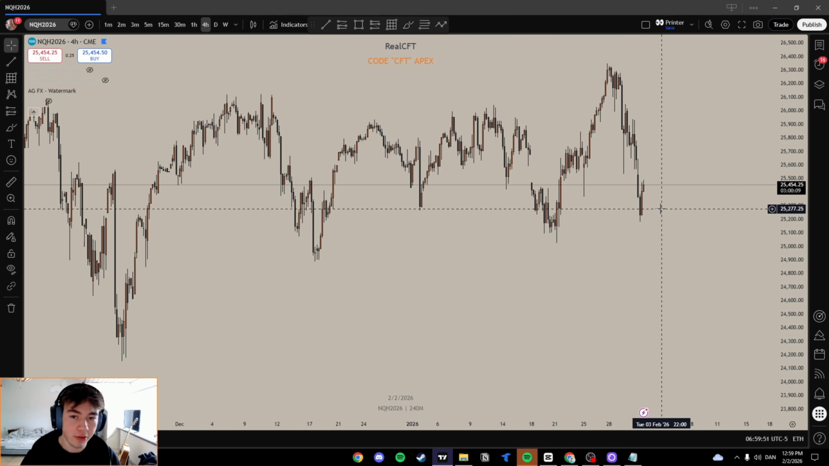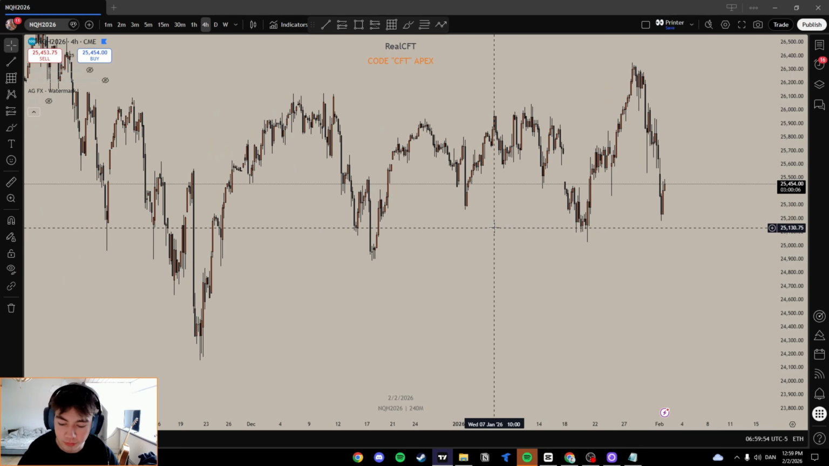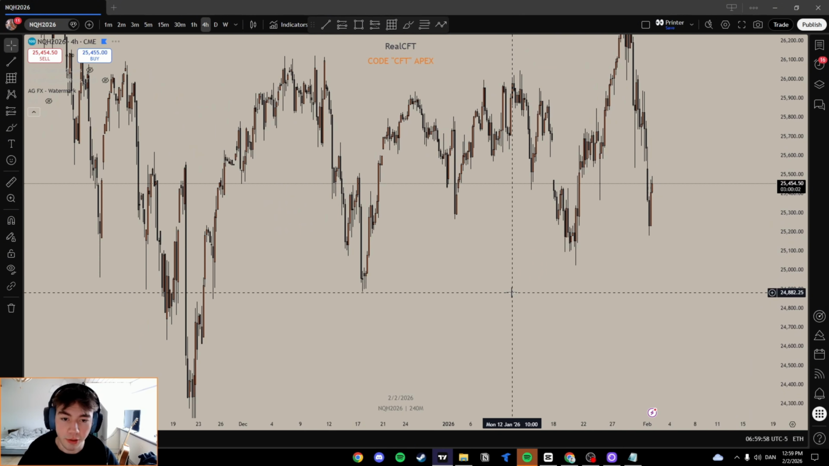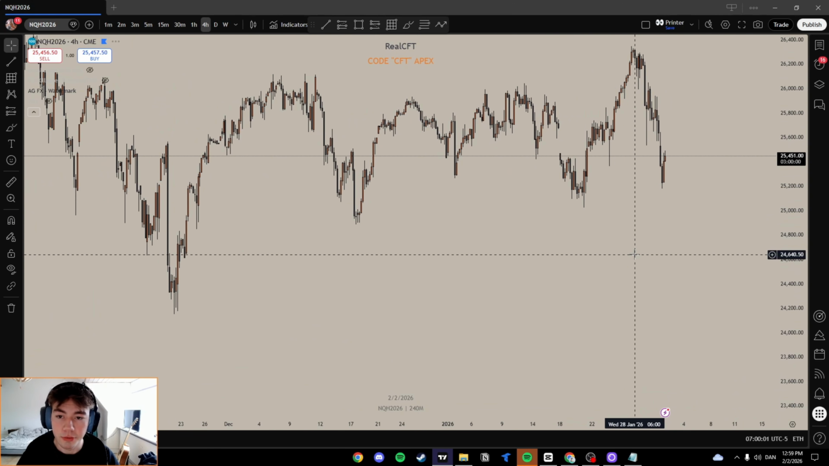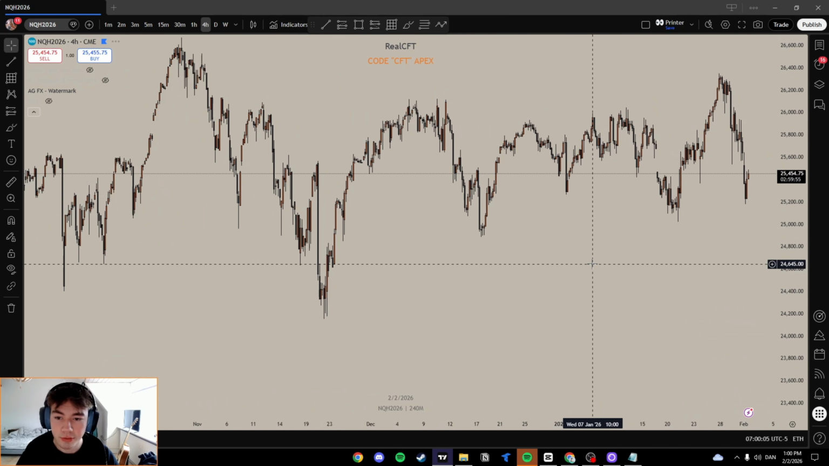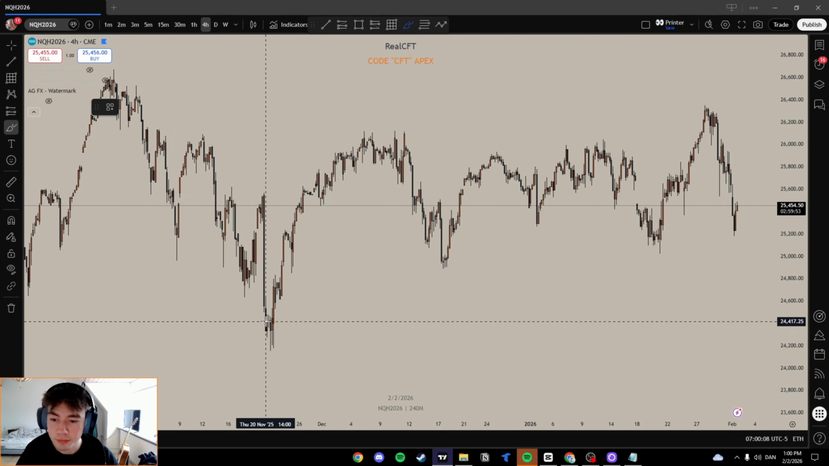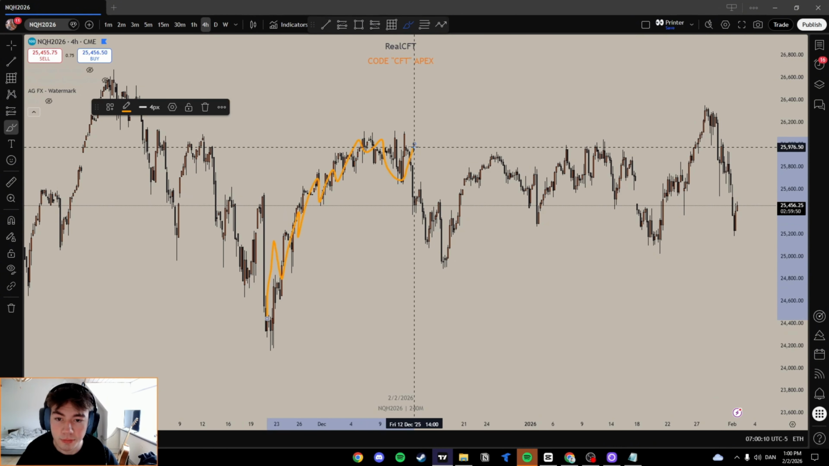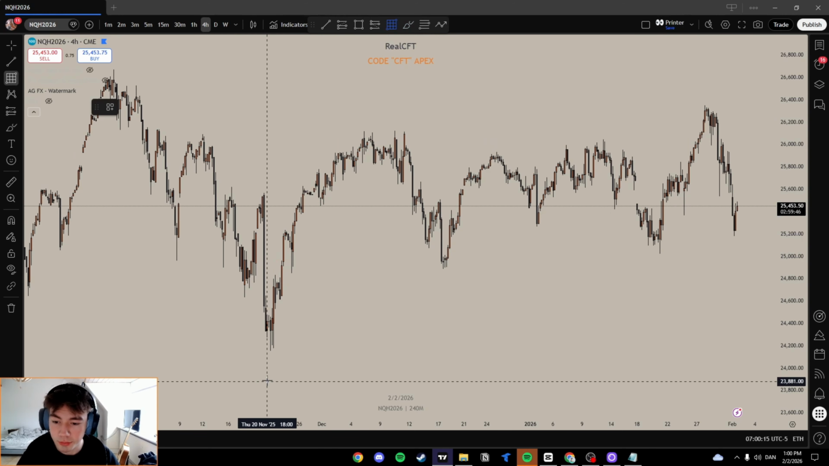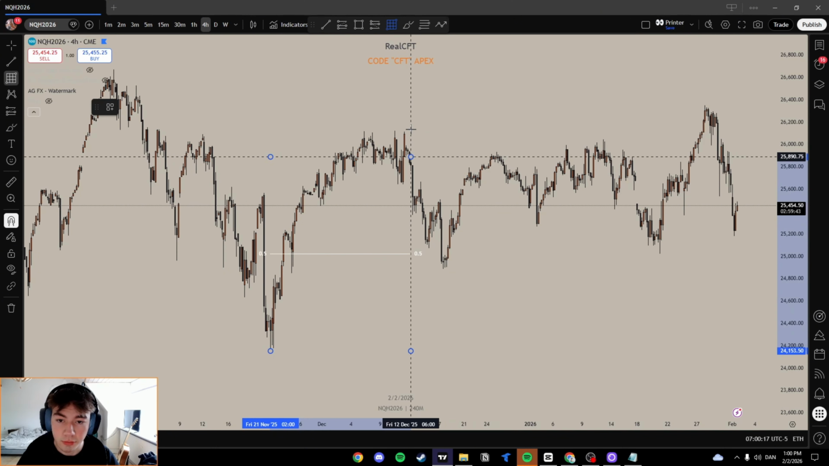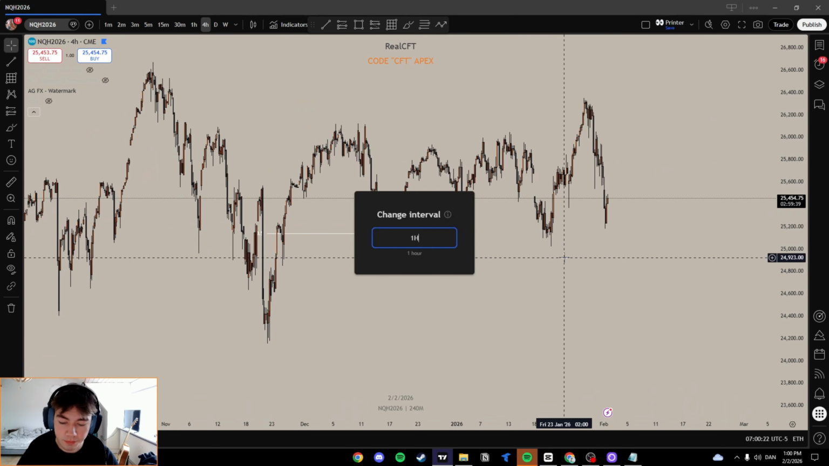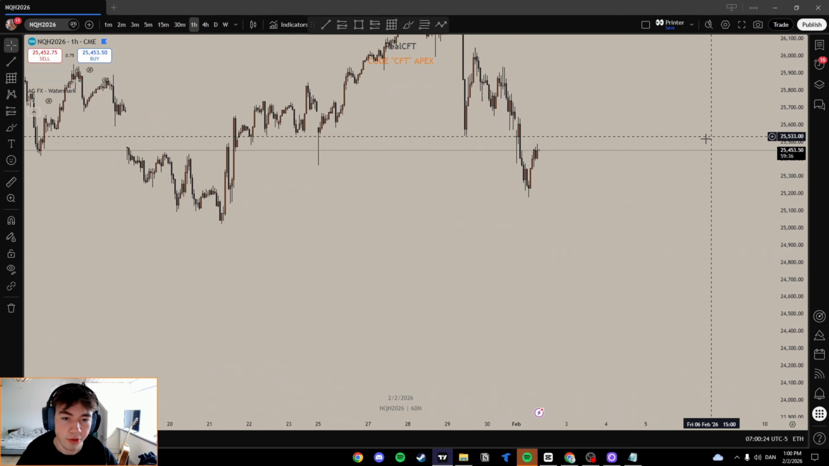So let's start with bias and EQ, how it kind of aligns. I usually like to draw my EQ. Let me just show you how I draw them first. So let's say right here, in this trend right here, bang, bang, bang, I just want to basically draw it from this swing low, bang, all the way to the high. This is pretty much how I use it.